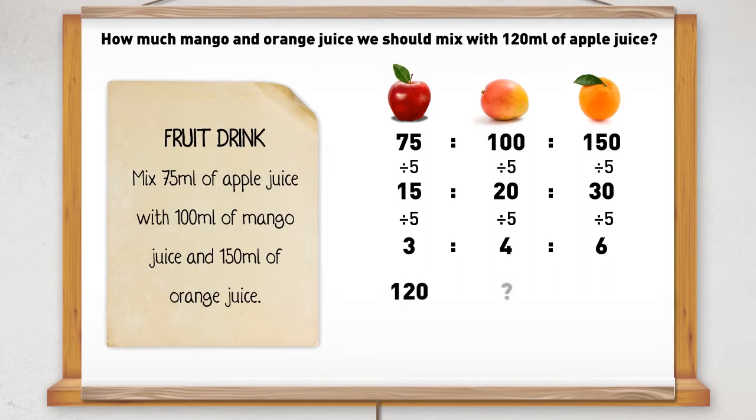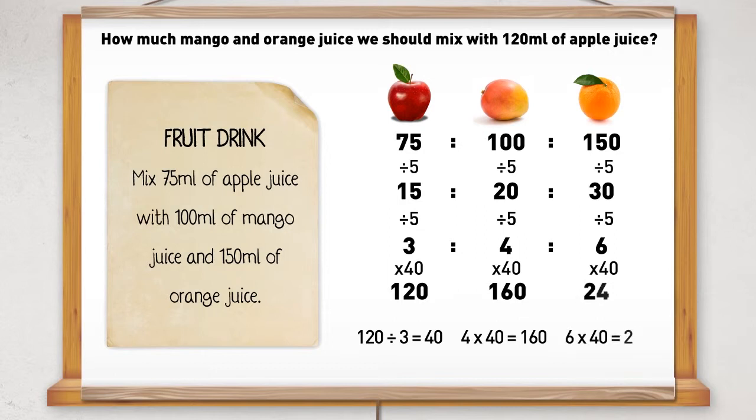So we need to scale up the ratio in proportion to find the amount of mango and orange juice required. We need to ask, what number multiplied by 3 gives an answer of 120? Since 120 divided by 3 is 40, this is the number we need. We can now multiply 4 by 40 to get 160 millilitres, and we can multiply 6 by 40 to get 240 millilitres. So the answer to the question is we need 160 millilitres of mango juice and 240 millilitres of orange juice.